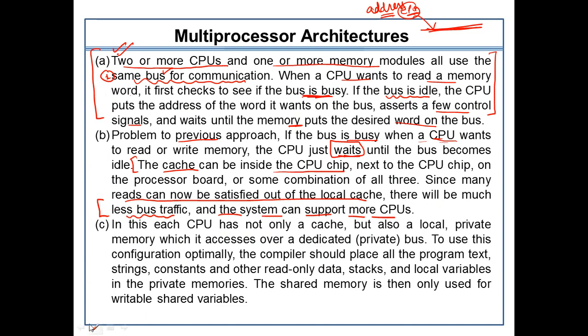So what it is helping me to perform now is that each CPU has not only the cache but also the local private memory, which is accessed over a dedicated bus, right? Now, to use this configuration optimally, the compiler should place all the program text, strings, constants, and other read-only data, stacks, and local variables in the private memory. So this is what it needs to provide within the cache as the local memory of the CPU, so that the bus congestion problem can be reduced and all the CPU's tasks can easily be resolved.